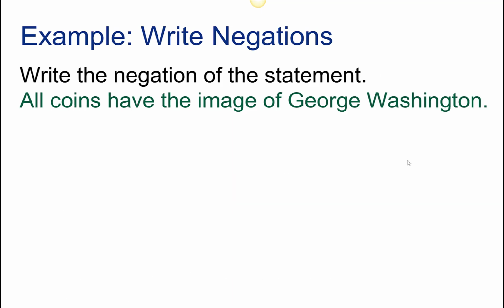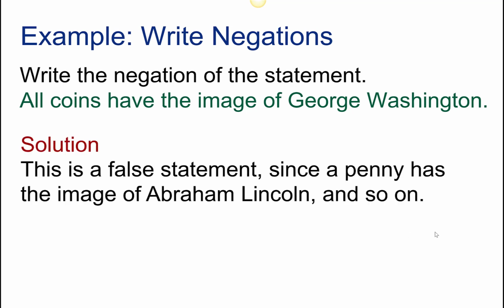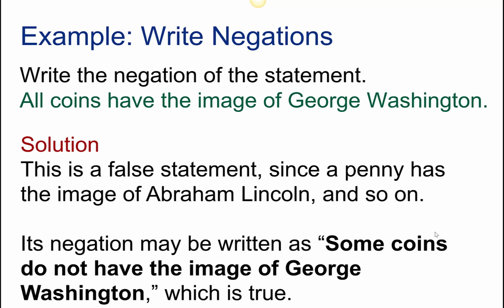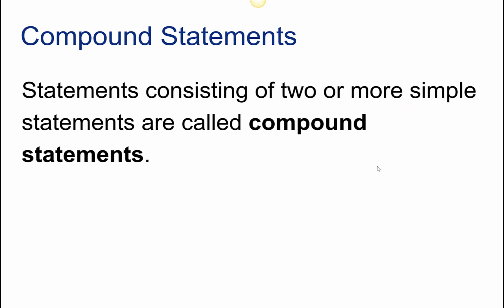Try this one. All coins have the image of George Washington. Now, this statement is false. So when we write the negation, we want the statement to be true. And this is a false statement since a penny has an image of Abraham Lincoln on it. So in the negation, some coins do not have the image of George Washington. This is a true statement. So remember, all are went to some are not or do not have.